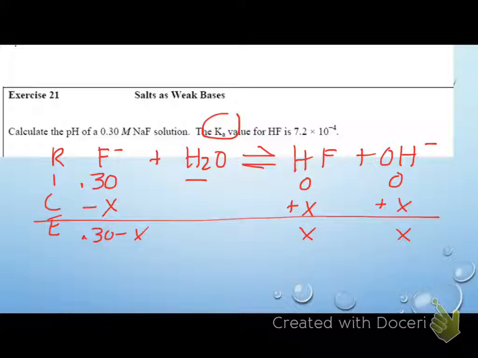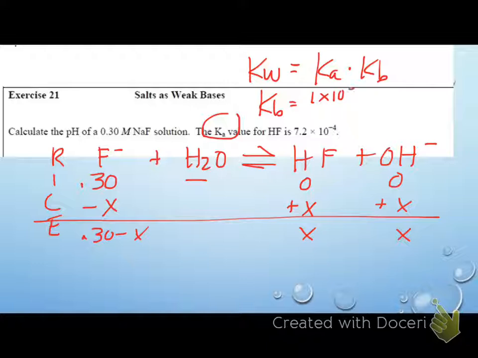Yeah. So remember that Kw is equal to Ka times Kb. So we can solve for Kb by doing 1 times 10 to the negative 14 over 7.2 times 10 to the negative 4. The answer is 1.4 times 10 to the negative 11. So that's our Kb value. So now we can plug that in down here.